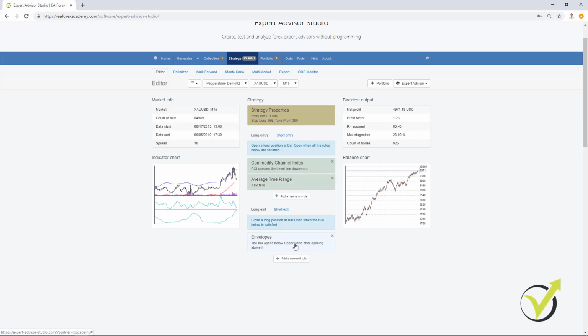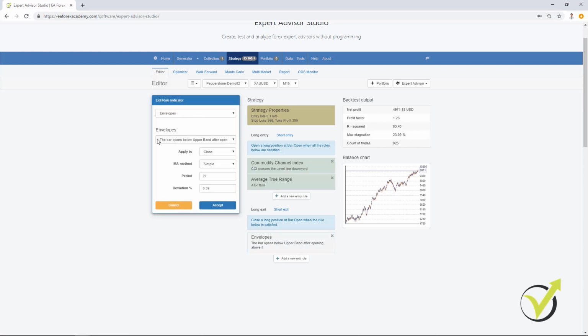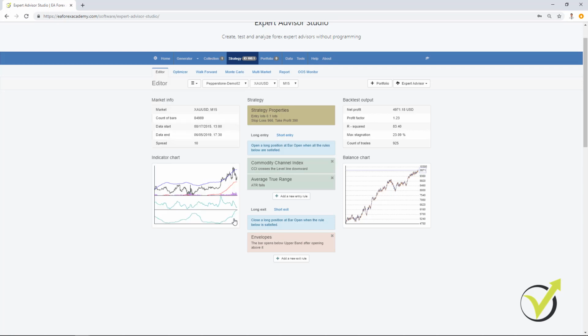And the envelopes is our exit indicator again. The bar opens below upper band after opening above it. So in this case it is different. The bar opens below upper band after opening above it. This is for the long trade now. We need to see that the price gets into the bands in order to exit the long trade. And here we have period of 27, deviation of 0.39.